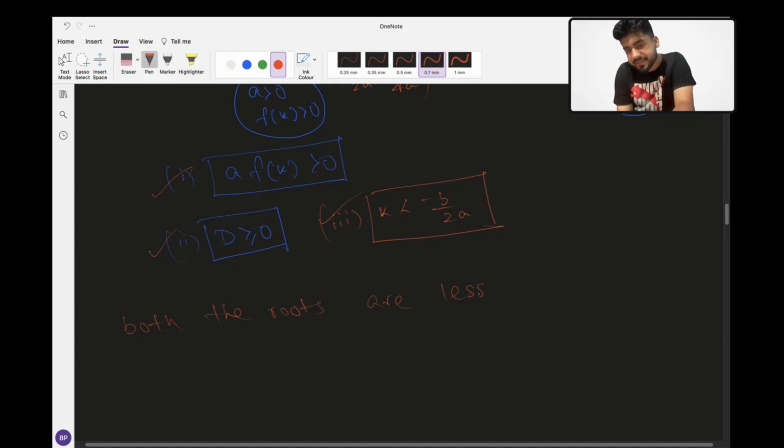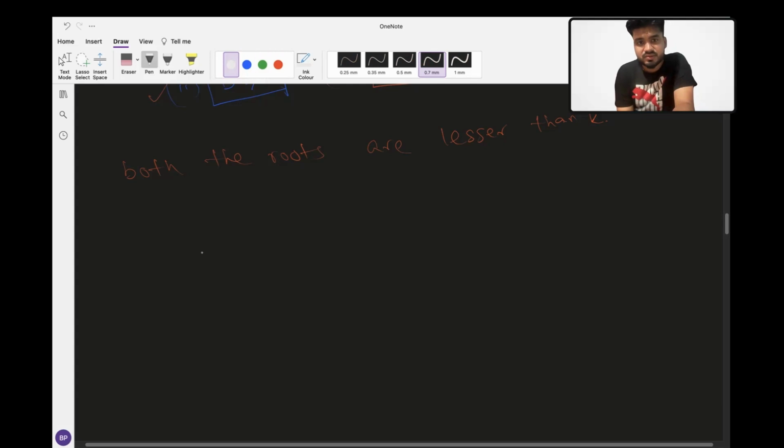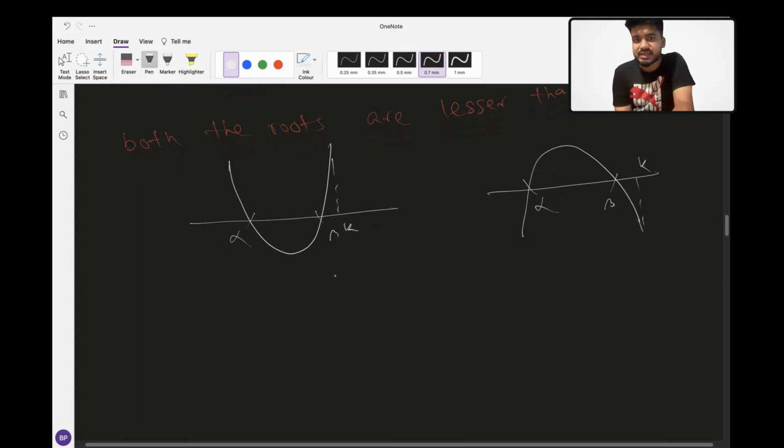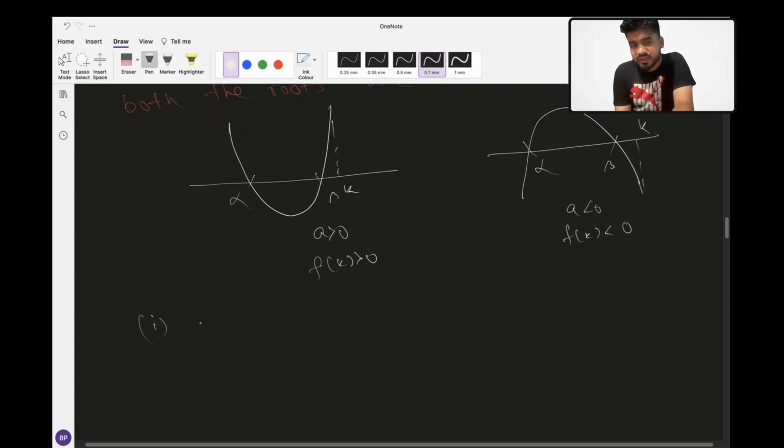Okay. Now, if we just reverse the case and say both the roots are lesser than k, what do you get? That means k is larger than both the roots. It can be like this also, or we can say this also when a is less than 0. Yes or no? Okay. So in this case, you can see here also a is greater than 0, f(k) is greater than 0, and here a is less than 0 and f(k) is less than 0. So same as the first case, here also a times f(k) is greater than 0, and there are two roots, so we can say d is greater than or equal to 0.